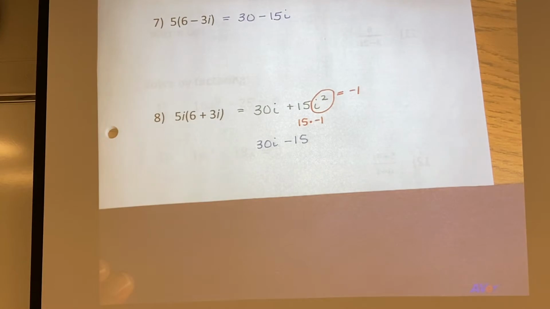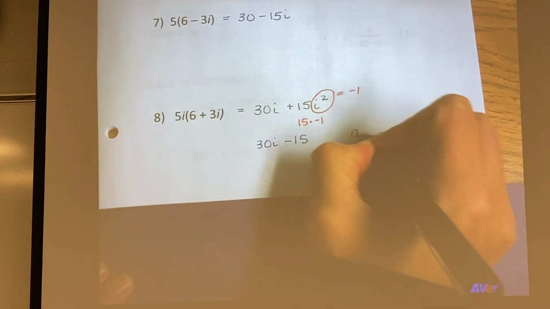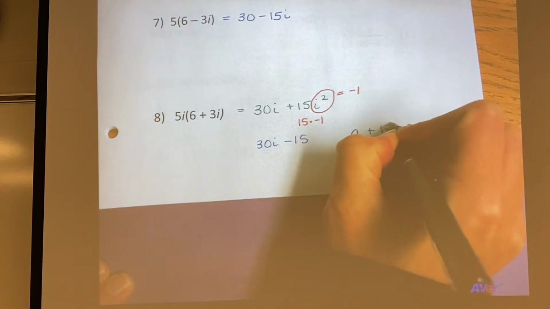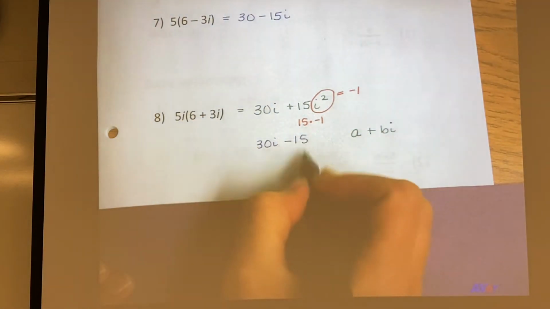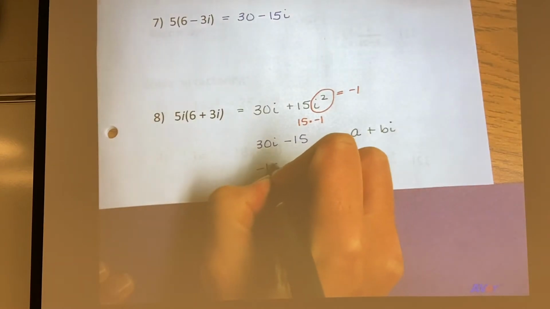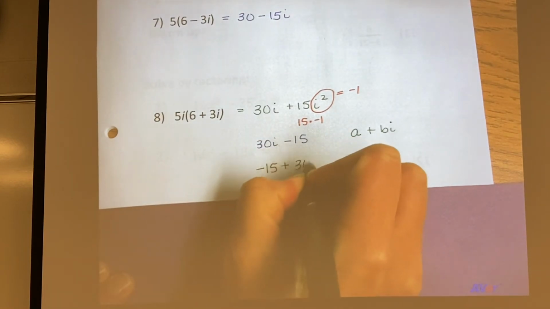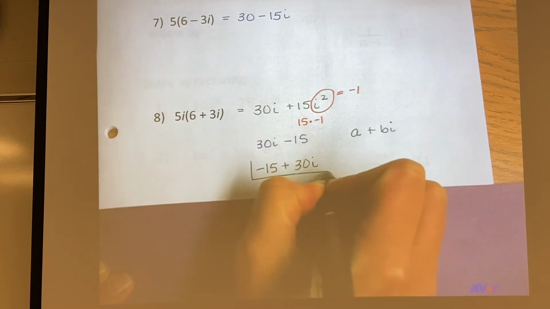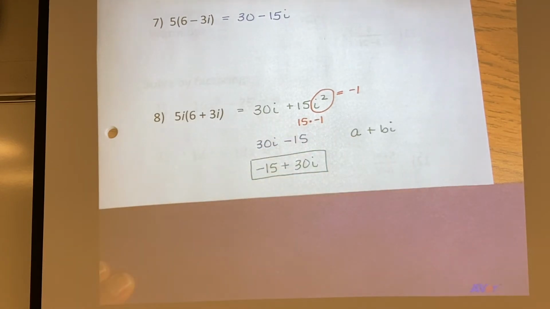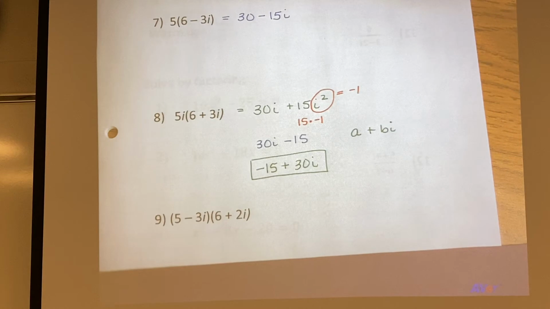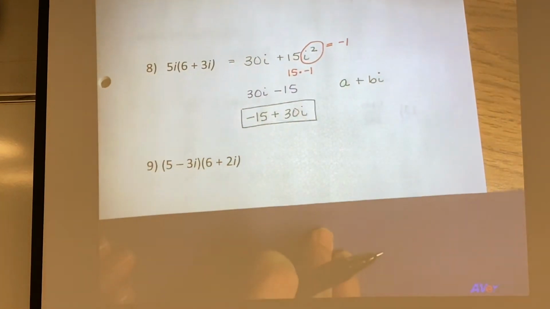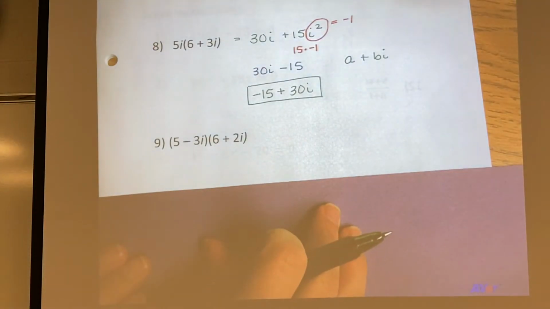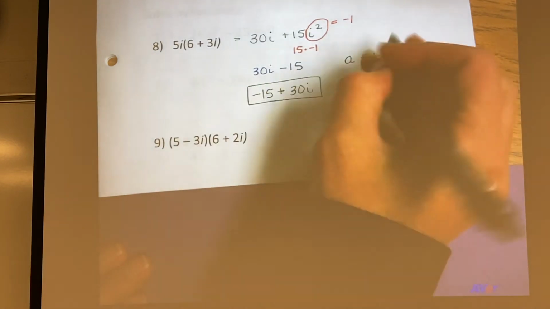But this is not written in the correct form. When we're dealing with imaginary numbers, we always want them in what we call a plus bi form. So the real number first and then the imaginary number second. So we need to switch these around. Negative 15 needs to go first, and the positive 30i needs to go second. So a lot on that one, making sure that we change i squared to negative 1, and making sure that we always write it in a plus bi form.